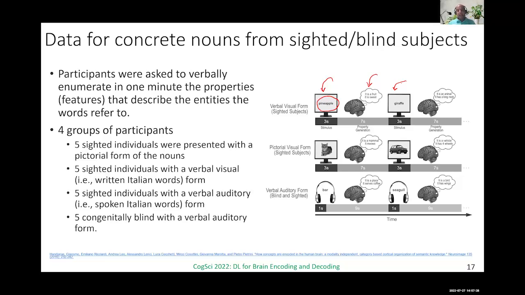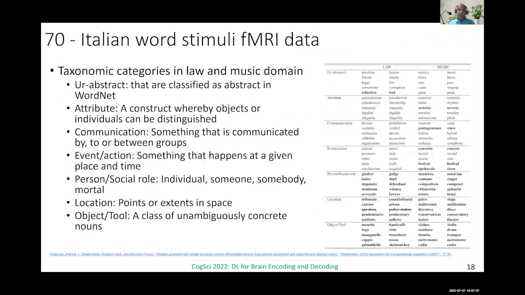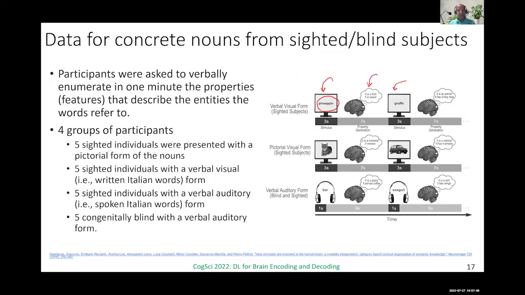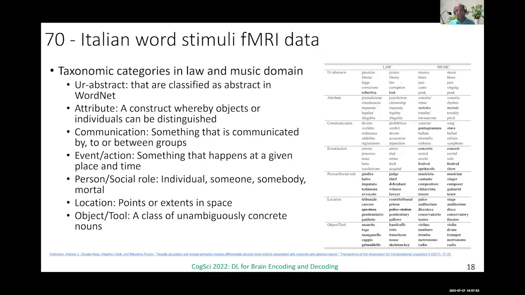Okay. There are different kinds of participants, so demographies vary. There were sighted participants as well as blind participants, and they were shown verbal versus pictorial or verbal and auditory forms of stimuli. And they were shown words in Italian. So this is an Italian data set. This one is concrete nouns. Yeah, this one is concrete nouns, but the other one is an Italian 70-word data set.